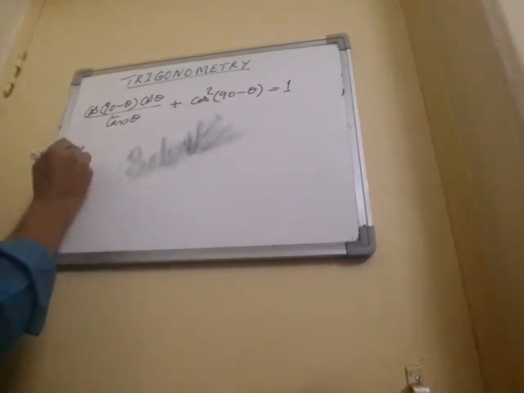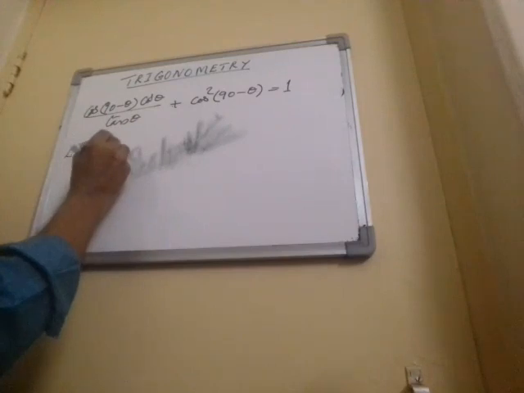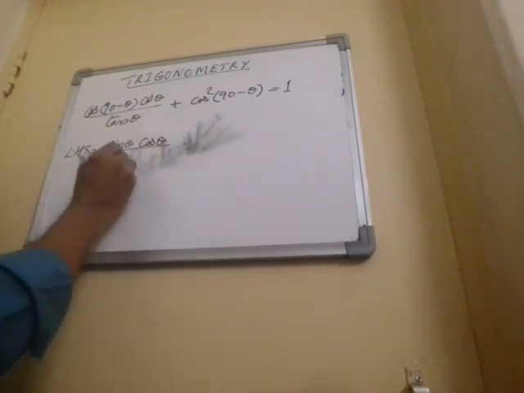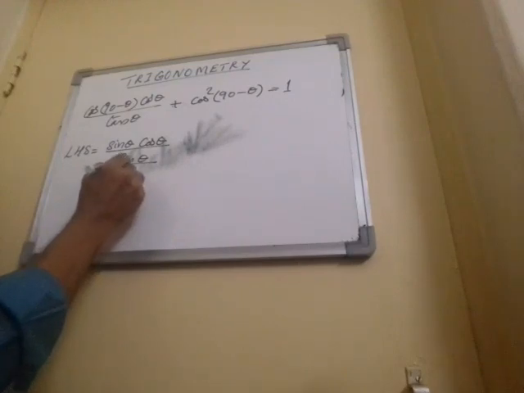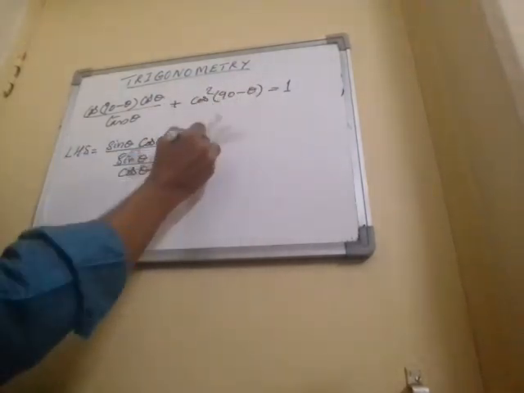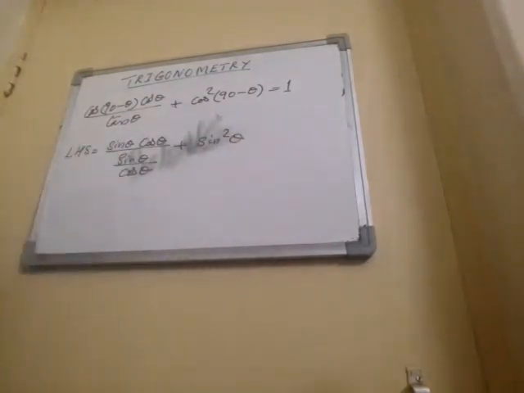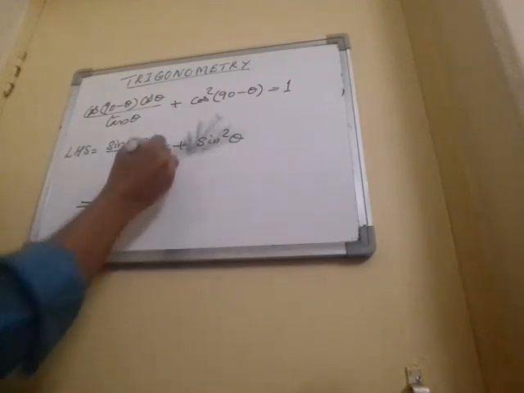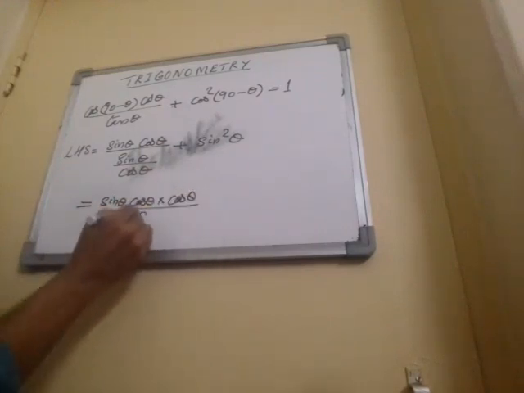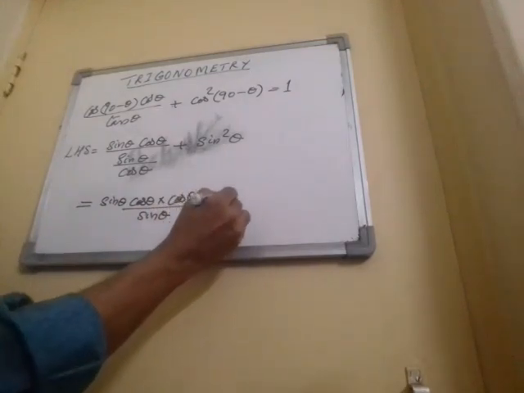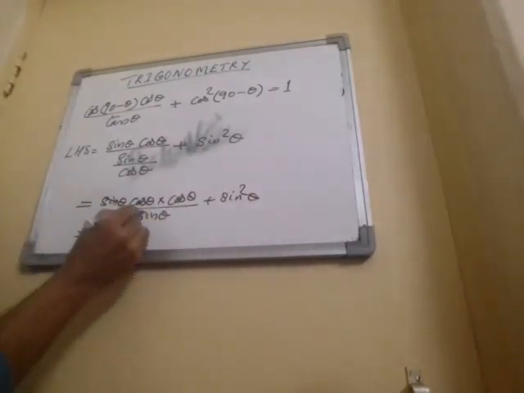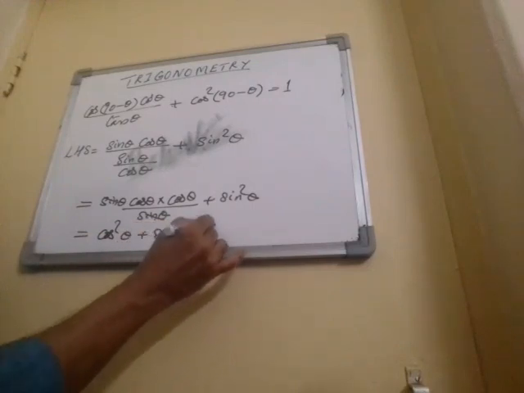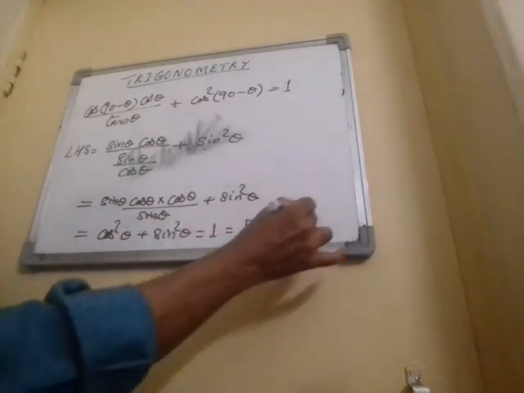So start from LHS. Cos of 90 minus theta is sin theta, into cos theta. Tan theta we can write as sin theta by cos theta. Plus cos of 90 minus theta is sin theta, so sin square theta. Here sin theta into cos theta, we multiply cos theta by sin theta, plus sin square theta, equals cos theta into cos theta, which is cos square theta, plus sin square theta. And that is 1. So that is RHS. So hence it is proved.